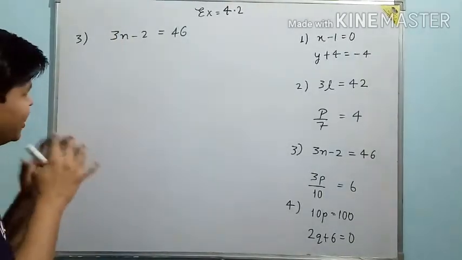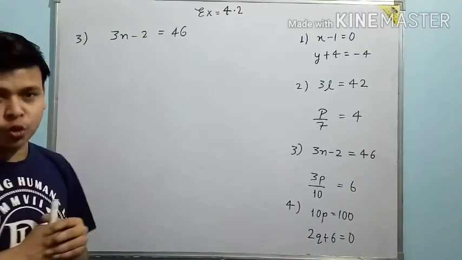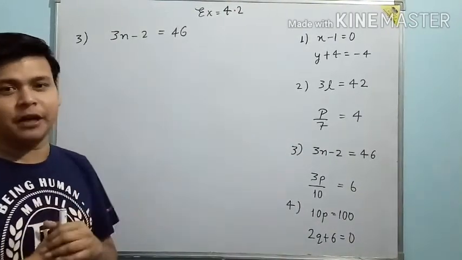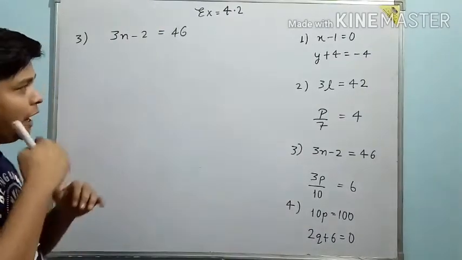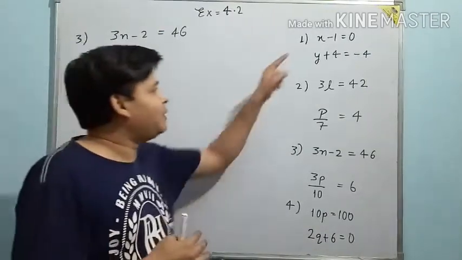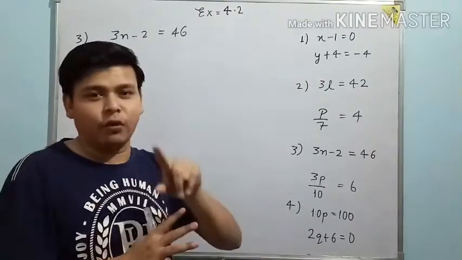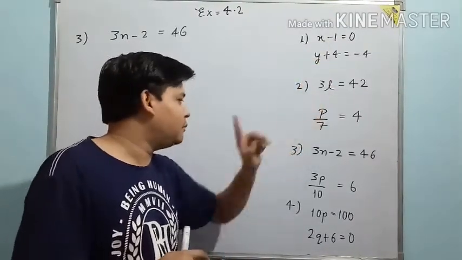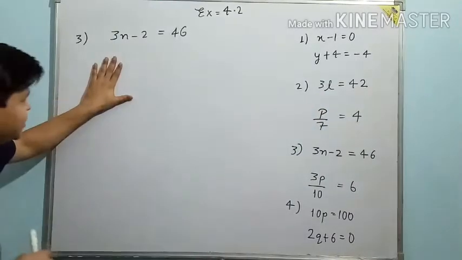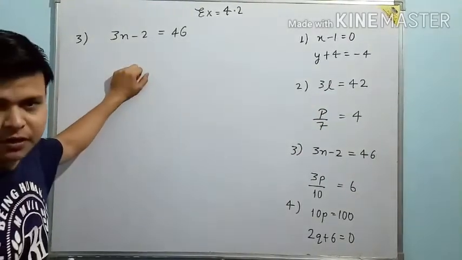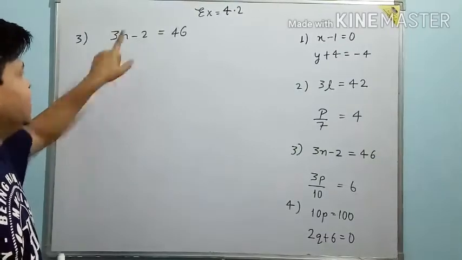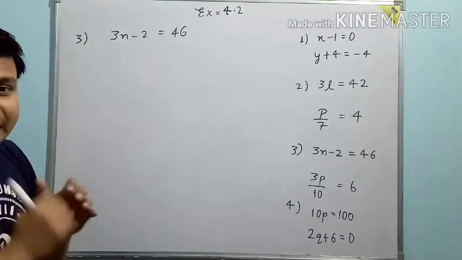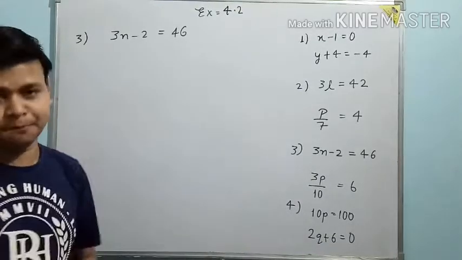What is the main thing we have to do in this question? We have to separate the variable, somehow. Until now, there was only one number with the variable, like here one number, one number, one number. But in this question we have two numbers with the variable, this one and this one. So first of all, we will remove the number which is not in direct contact with the variable.